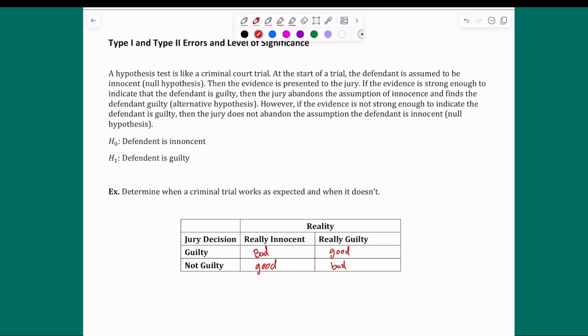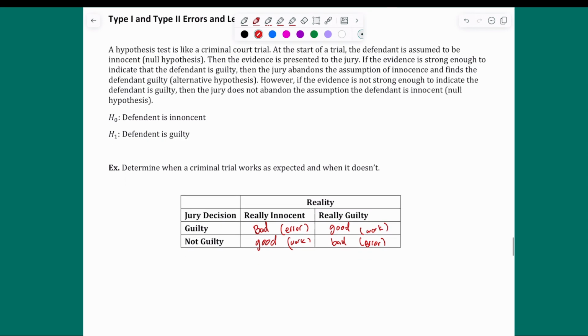In any case, we have bad and good. When the test didn't work, in other words, when the criminal trial, the justice system, didn't work, that's what we call error. And on the good side, that's the correct decision. That's what should happen. In other words, it worked.